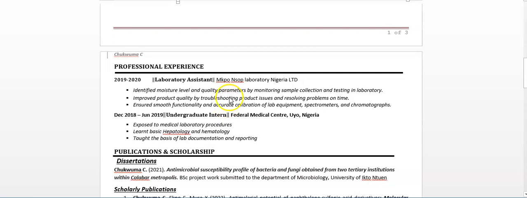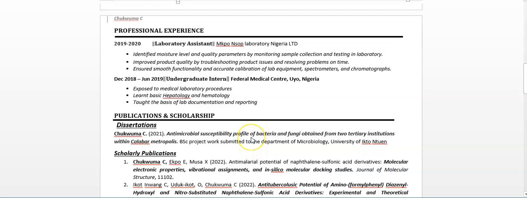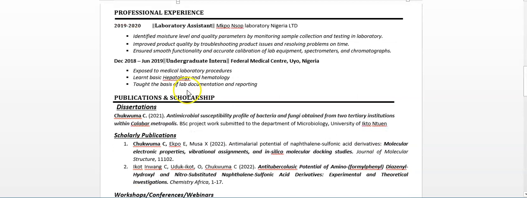Now, following that, immediately should be your publications and scholarship. As part of the publications, you could begin from your BSc work. For this person, his BSc undergraduate work is listed as his research work, and it is stated that it is a BSc project work submitted to the Department of this and is unpublished. Now, if you also have published academic articles in peer-reviewed papers, you could list them down here.